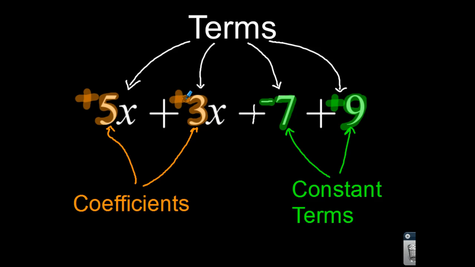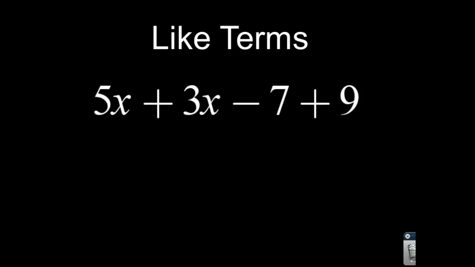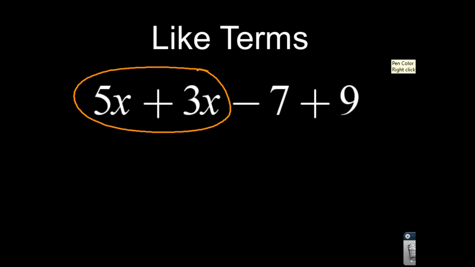Now, when we go ahead and combine these things, we're going to combine our like terms. So what we're going to do is identify the parts that are the same. Before we said, okay, these parts here are both variable terms with the same variable, and these are both constant terms. And so we're going to combine those together. So these are the like ones.